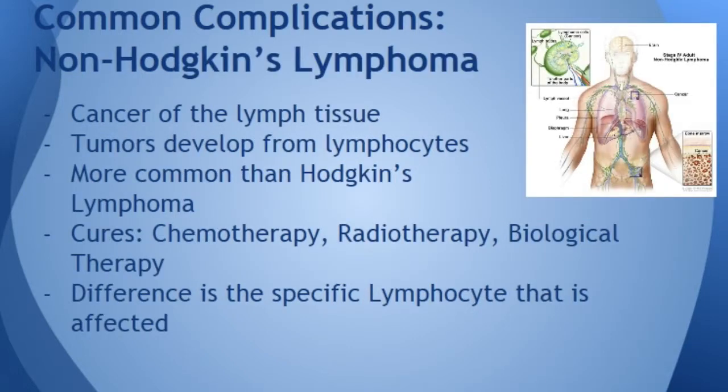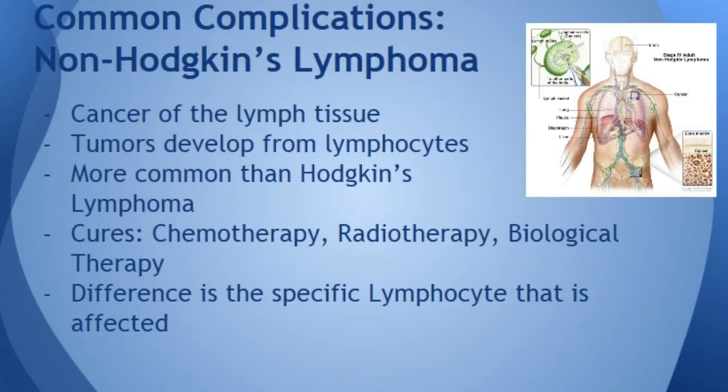So the last common complication I'm going to talk about is non-Hodgkin's lymphoma. This is a type of lymphoma, and it's a cancer of the lymph tissue. And the tumors that develop in non-Hodgkin's lymphoma develop from lymphocytes, which are a type of white blood cell.